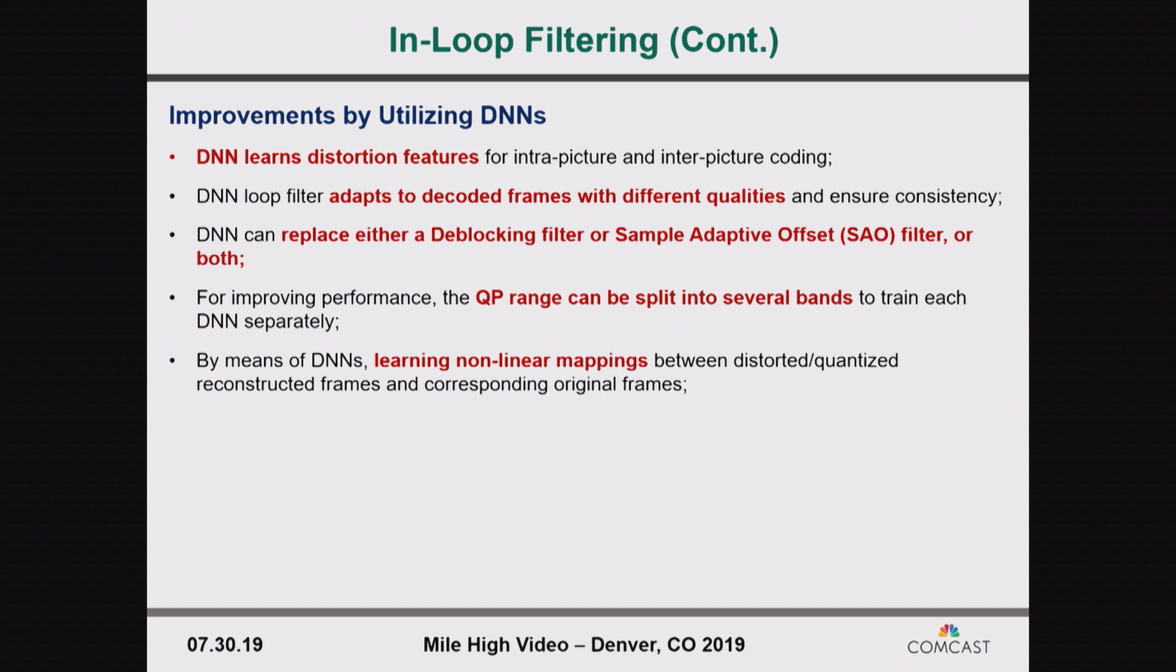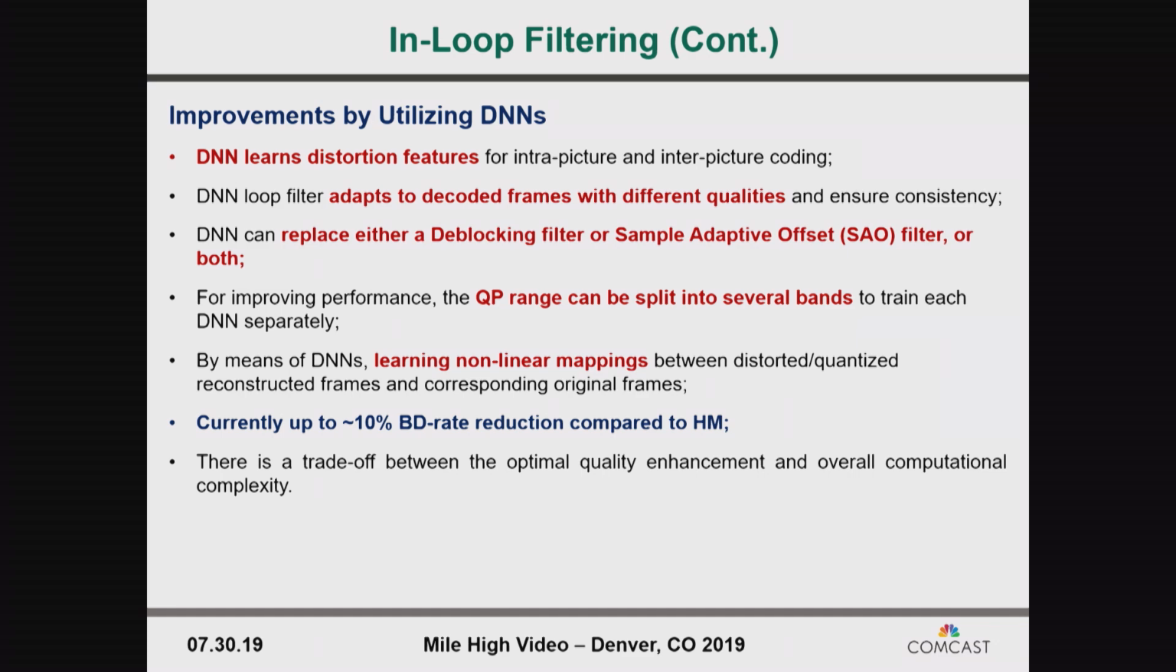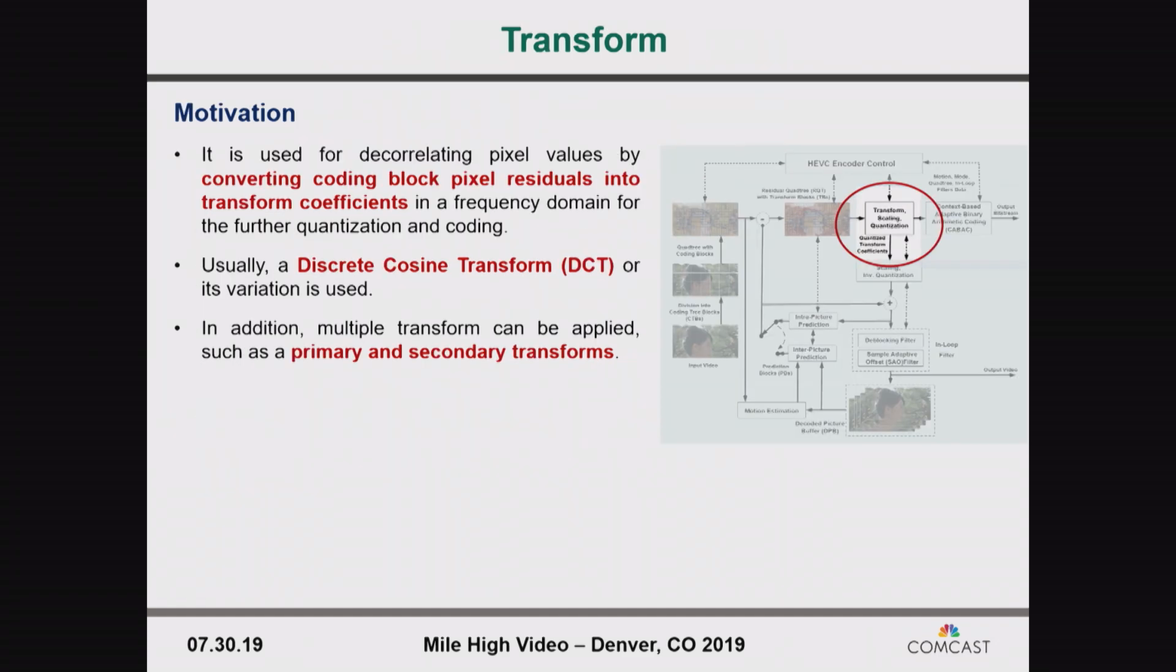And what we can do with a deep neural network, we can lower the distortion features for inter-prediction coding. We can adapt, actually, to decoded frames with different qualities. And we can actually learn nonlinear mapping between the distorted frames and corresponding original frames. And as a result, we can get some nice gains, about 10%. This is quite impressive, I would say, okay?